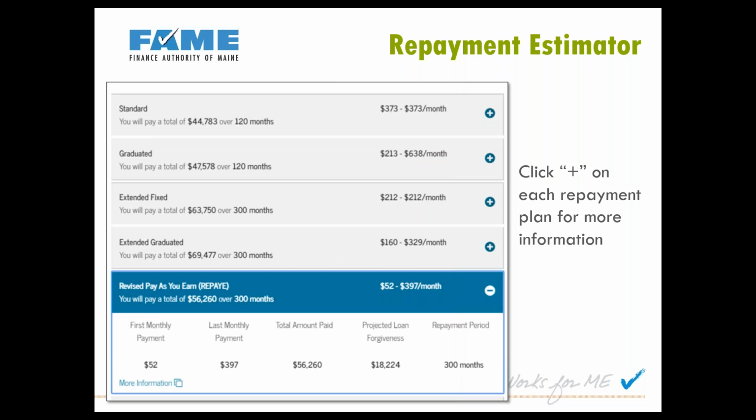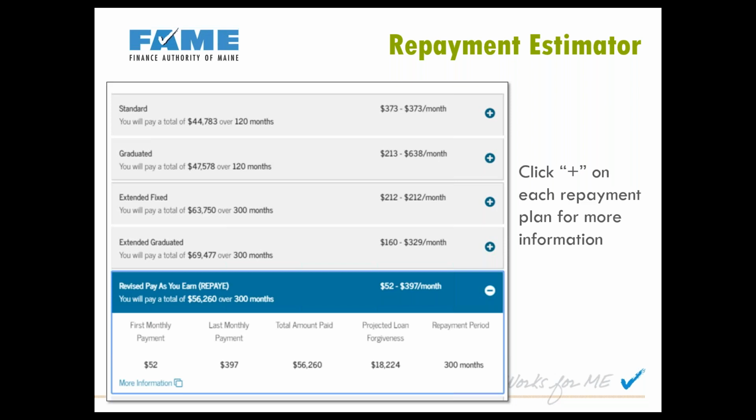Okay. You can click the plus on each one of those repayment plans and see just a little bit more information. So if I chose Revised Pay As You Earn, it's going to show me based on my income, family size, where I live, what my first monthly payment's going to be. So $52 a month. And then the repayment estimator estimates that your income is going to grow over time. So that's why your last monthly payment is going to be higher.